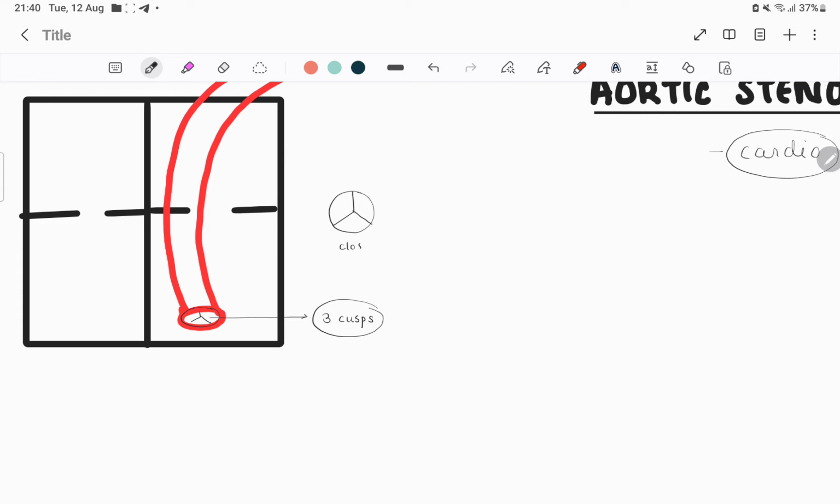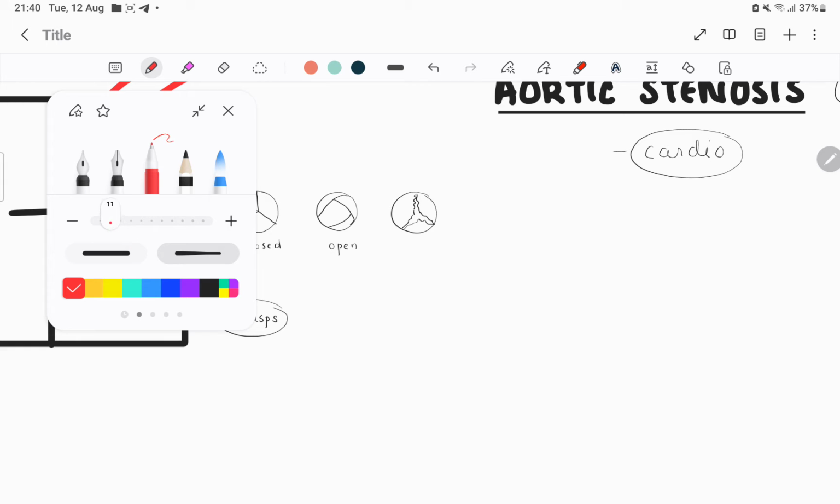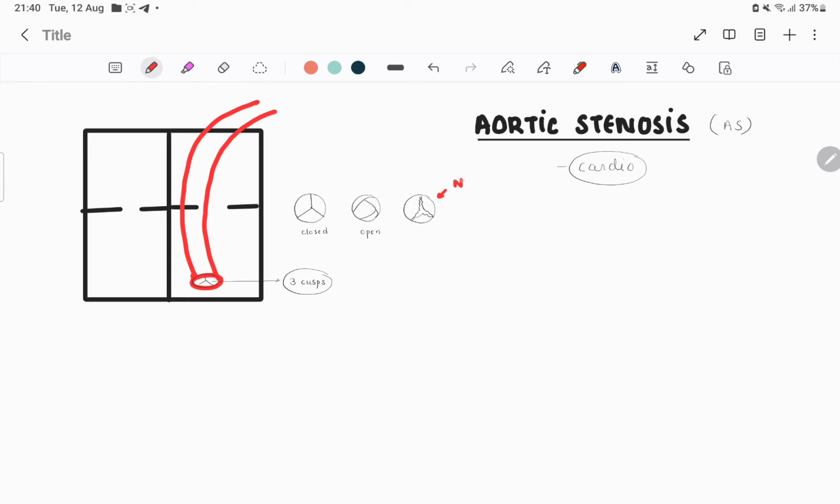It is closed, right? And if it gets opened, then basically it slides like this. So this is an open condition of the aortic valve. We are talking about aortic stenosis, in which it is not closing properly, because it is stenosed, right?